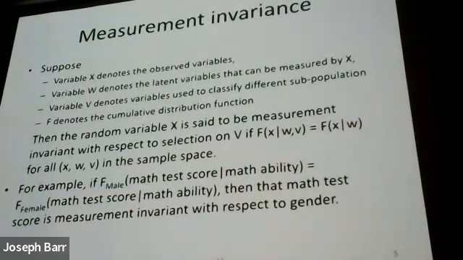Because, as I say, for different values of W, for different values of gender, the function of the CDF of the math test based on methodology is the same. So it is measurement invariant with respect to gender.